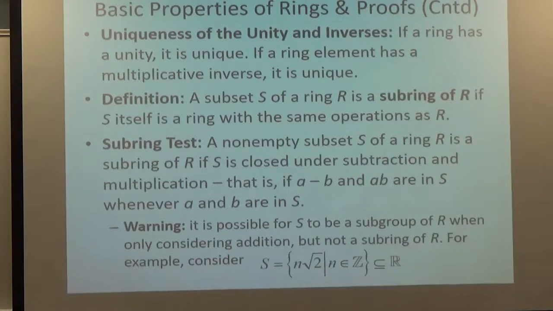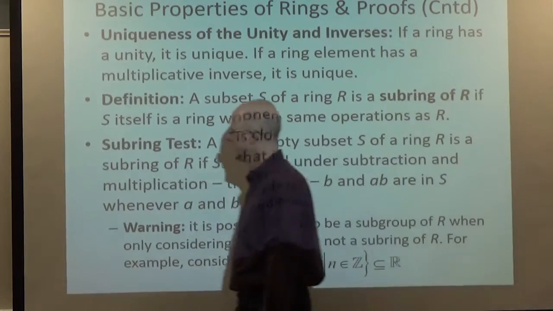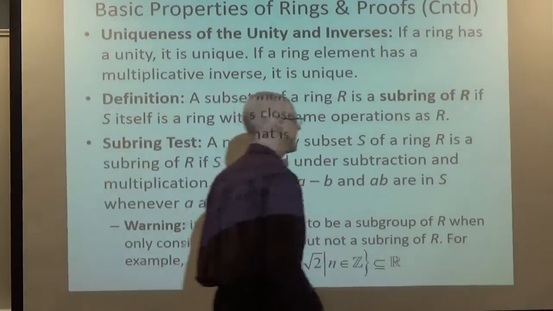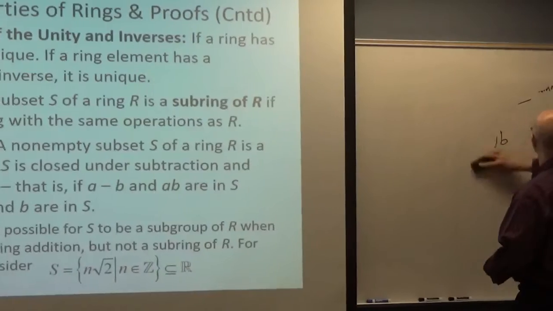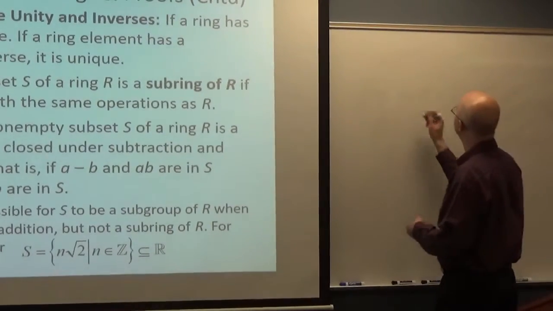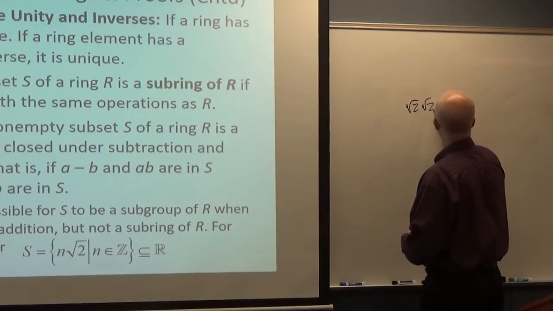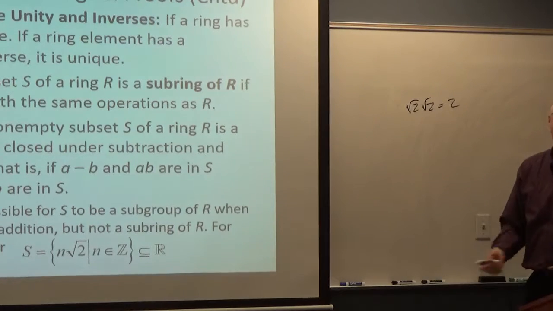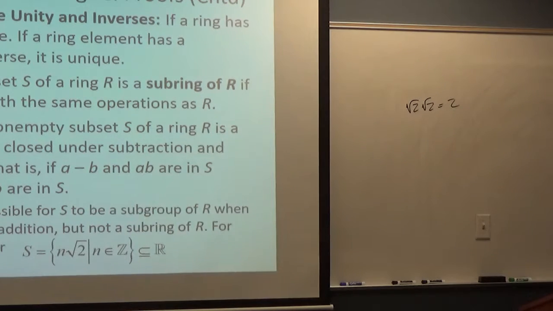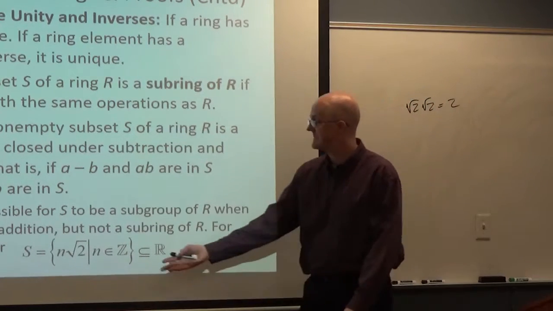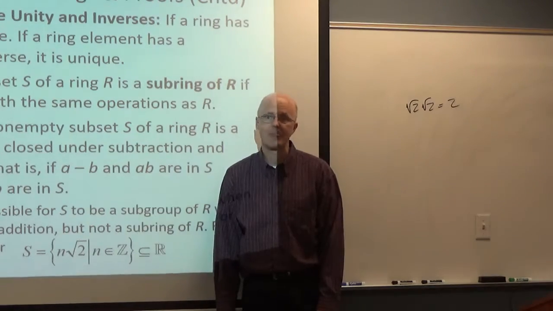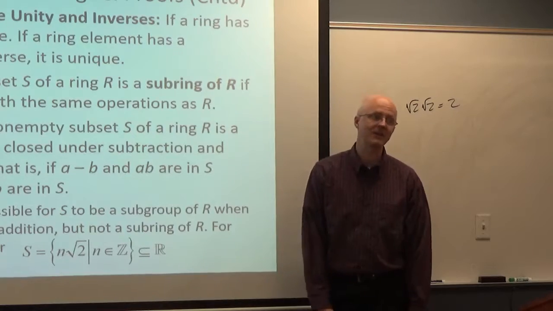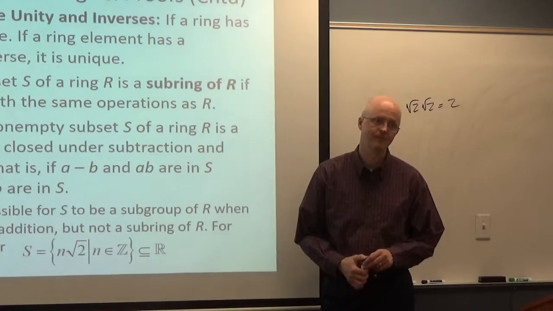Because, for example, square root of 2 times itself is 2, which is not an integer multiple of square root of 2. So this set is a group under addition. It's in fact the cyclic subgroup generated by square root of 2 under addition. But it's not closed under multiplication. It's not a subring of the reals.